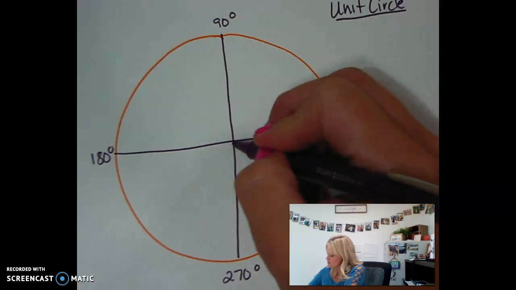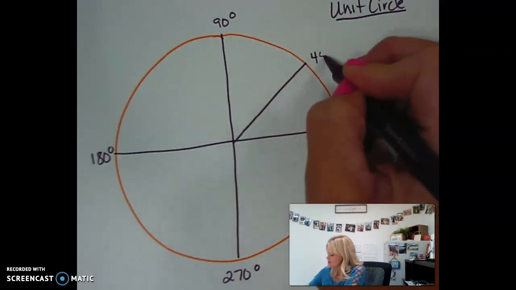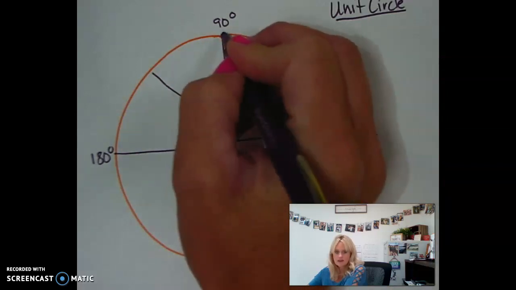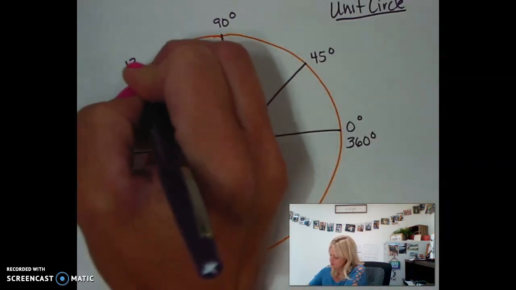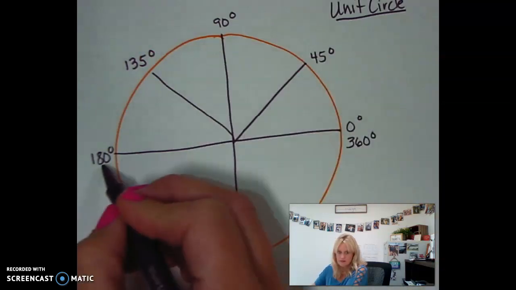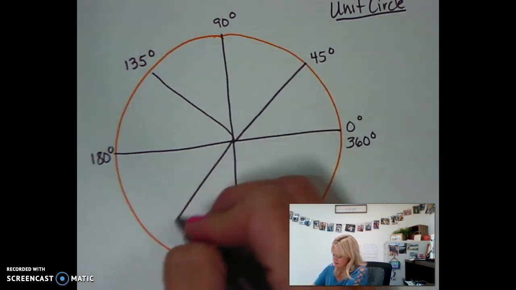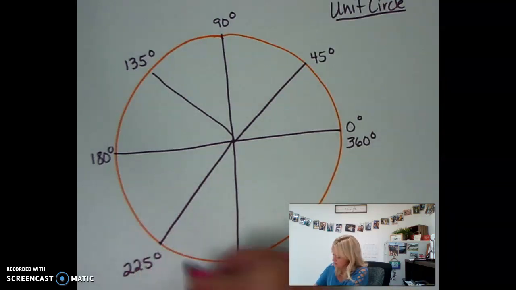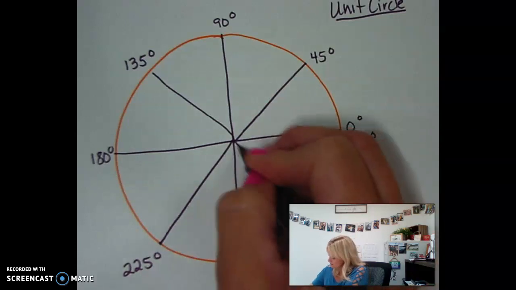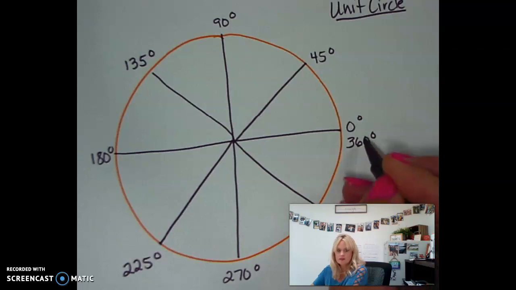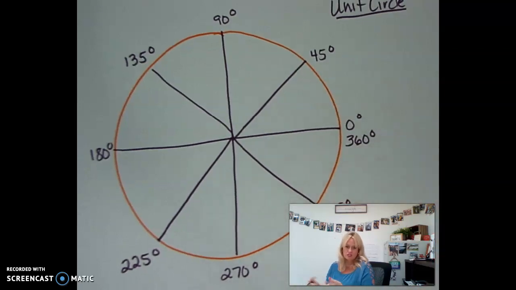So now I'm going 45 degrees, another 45 degrees brings you to 90, another 45 degrees is 135 degrees, another 45, another 45 brings us to 225, another 45, another 45 is at 315, and back to 360. So that should be pretty easy and make sense.